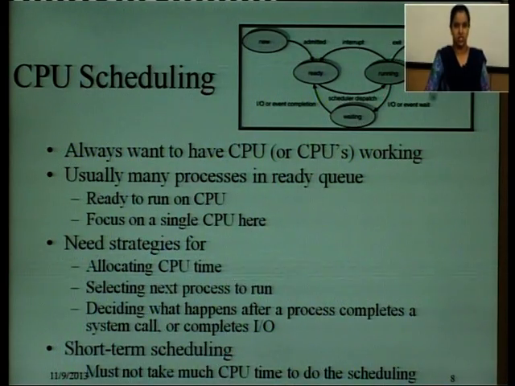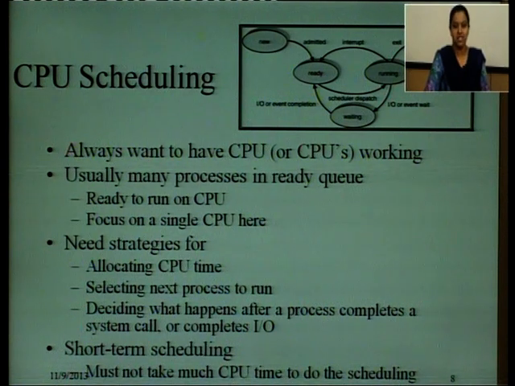We will discuss all this in detail. First of all, we will see the CPU scheduling. What is CPU scheduling? We always want to have the CPU working, means obviously if the processes have to be executed, we need the central processing unit. We need some system that can execute our task. Then usually many processes are in the ready state, because if all the processes get all their resources, then they are in the ready state, ready to run on the CPU.